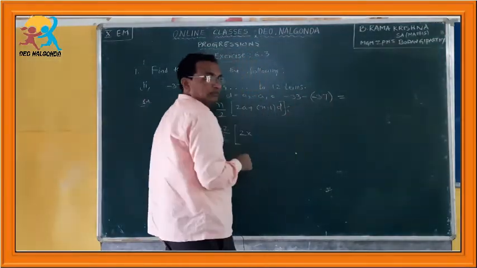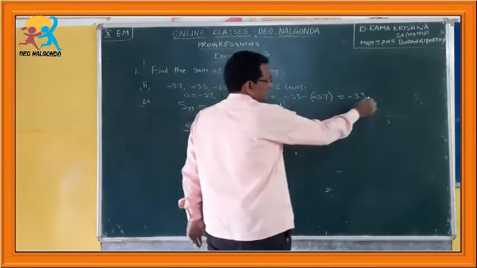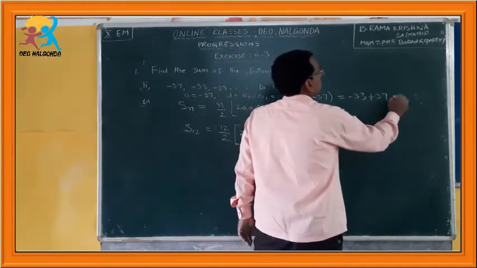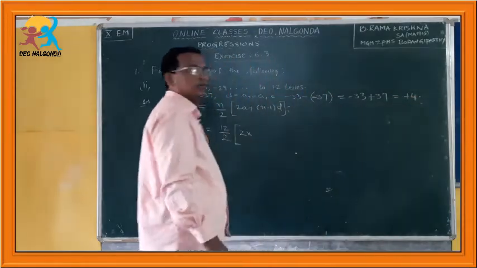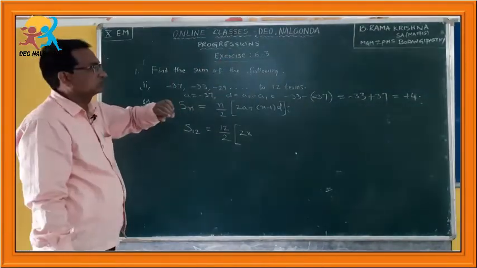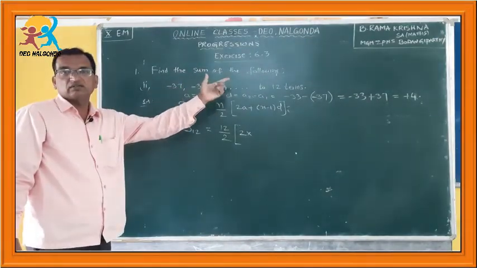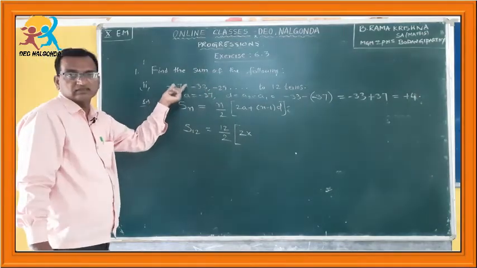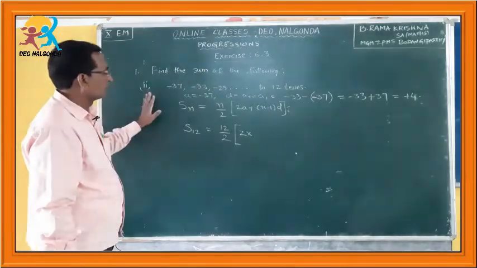So, what will that be? Minus 33, write down as it is, minus of minus becomes what? Plus, that is plus 37, which is equal to minus 33 plus 37 is equal to plus 4. Means the common difference is a positive value. That means the progression is increasing. You have to understand the progression is increasing. See, if you observe this, minus 37 then minus 33, minus 37 is less than minus 33, therefore the progression is increasing. Okay, you have to understand that.